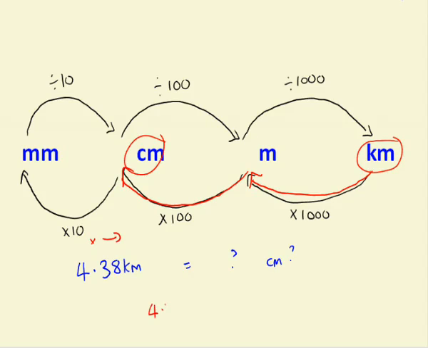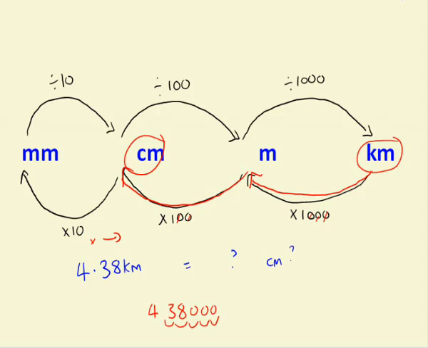Alright, I'll write my 4.38 here, and I'll count how many times I have to move this decimal place. 1, 2, 3, 4, 5. So 1, 2, 3, 4, 5. And I'll put some zeros there. Okay, I'll get rid of that decimal place. So, in 4.38 kilometres, there is 438,000 centimetres. Okay, nice.